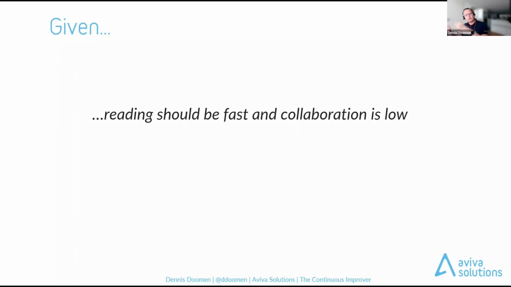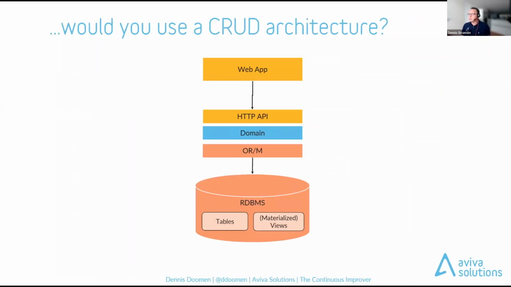So how does that translate to an architecture? Well, I can imagine many things, but maybe a simple CRUD architecture like we've been doing for the last 20, 30 years is perfectly okay. Maybe we don't need more. We have a web app, and of course it's all single page applications because that's hip.